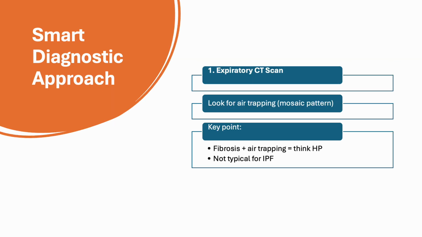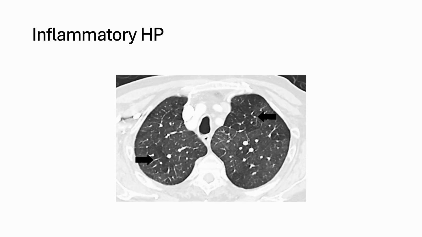So the smart diagnostic approach, obviously after the history taking, is the CT scan, and we need the expiratory phase here because the inspiratory phase will miss the air trapping. So when you order a CT for a suspected HP, you need to order it in expiratory phases to look for air trapping alongside the mosaic attenuation. These are features of inflammatory HP, by the way, not fibrotic.